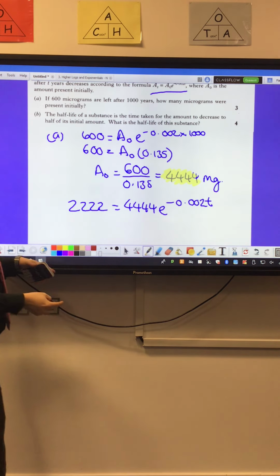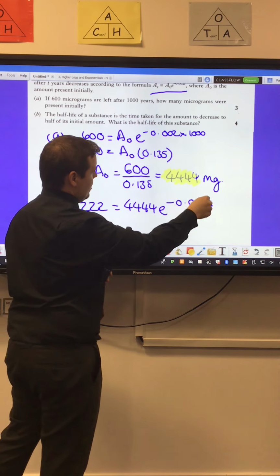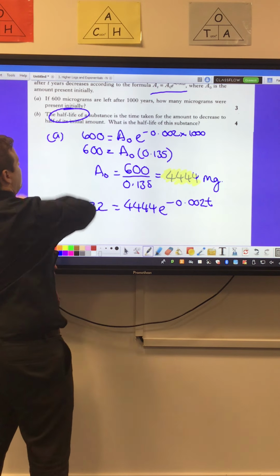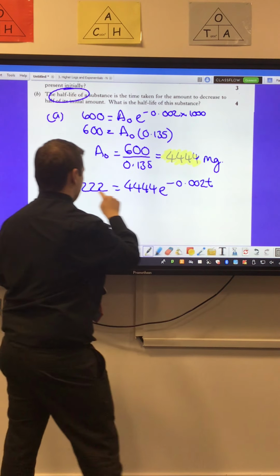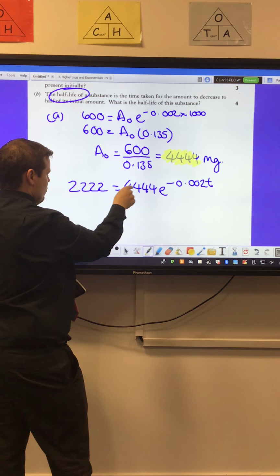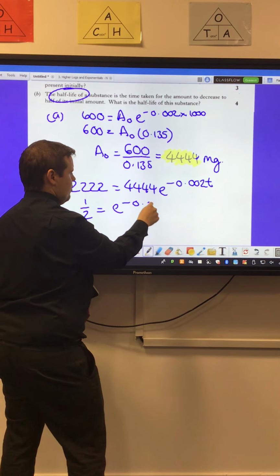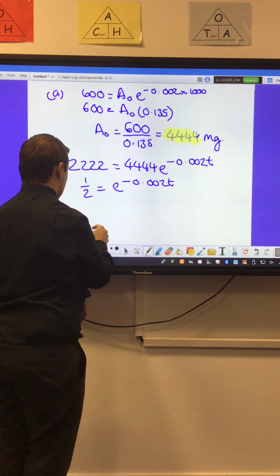Now the thing is, with the doubling one we did before, when you get your equation, e to the power of something is always going to be 2. This one, because we're talking about half-life, is always going to be equal to a half no matter what numbers are there. So if I divide by 4,444, I'm going to get a half equals e to the negative 0.002t. Again, take the logs of both sides.